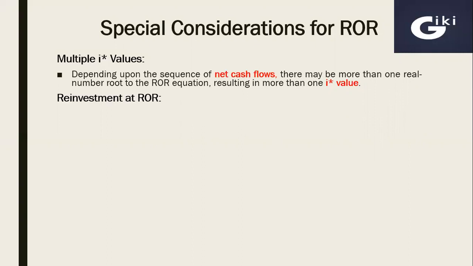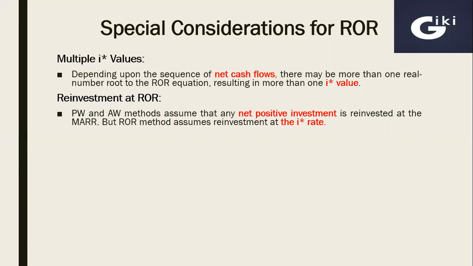Then the second thing is reinvestment at rate of return, which is different than the other methods that we have discussed so far, like present worth or annual worth. Present worth and annual worth methods assume that any net positive investment is reinvested at the MARR. But the rate of return method assumes reinvestment at the rate of return.